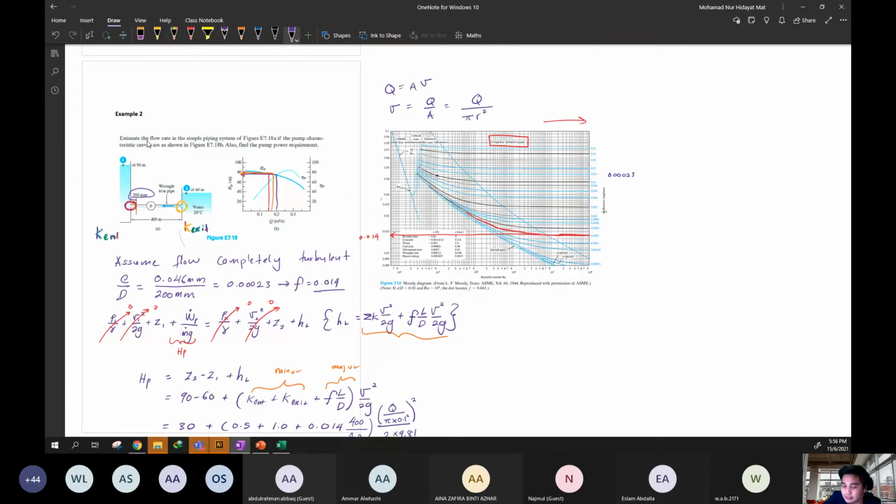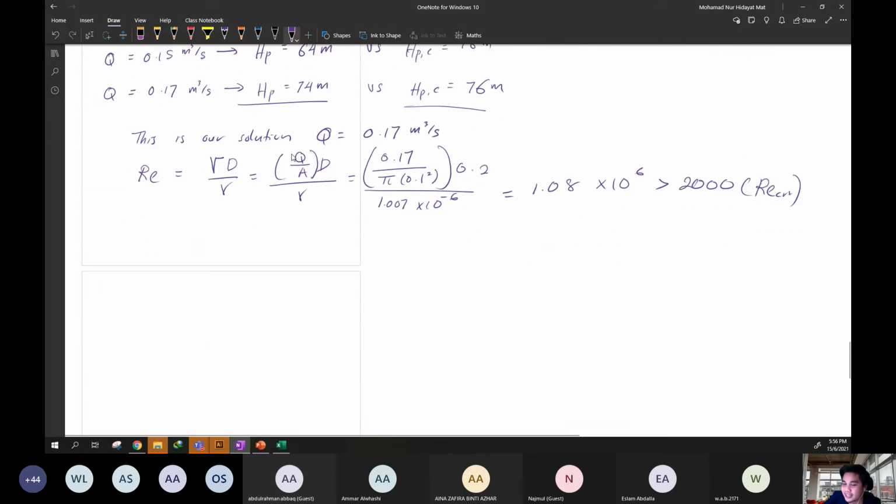So we have estimated Q equal to 0.17 meter cubic per second, and we need to find the pump power requirement. Because of the major and minor losses, we need the pump power. So what's the pump power? Remember, power is W dot P. This refers to the pump power and the unit should be in watt. HP is the pump head. The unit is meter. This is not the pump power. This is the pump power, WP.